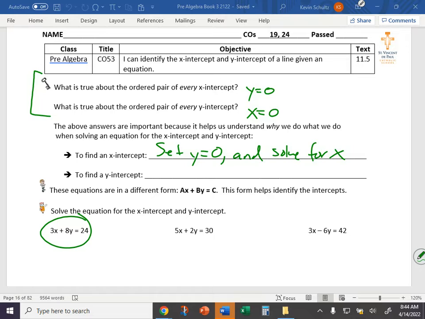Likewise, to find a y-intercept, if you know that x will equal 0, then you'll be setting x equal to 0, and you will solve for y. Set x equal to 0 and solve for y.